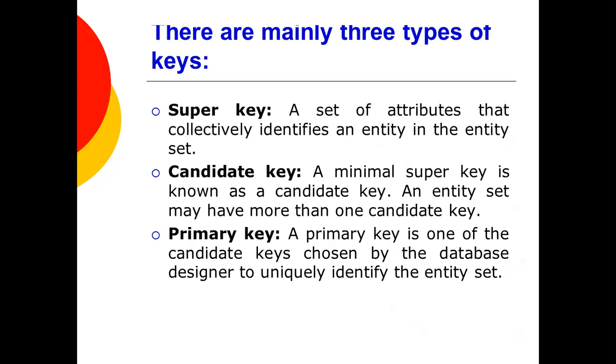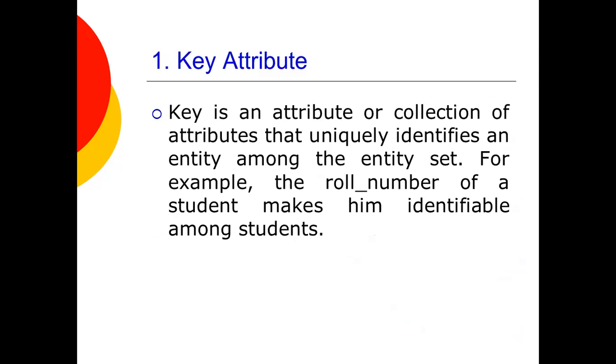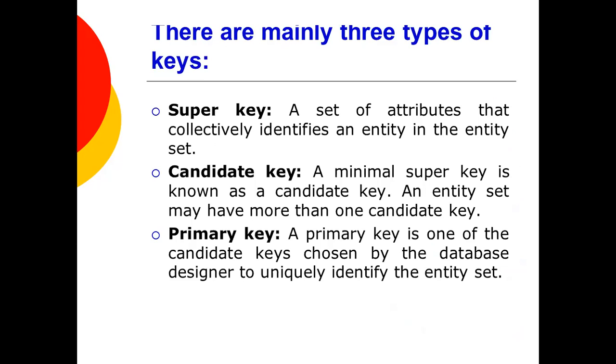Now here you can see there are many other types of keys: super key, candidate key, primary key. There are a number of keys, and here I am telling about the key attributes. So under the key attributes, you can consider the super key, candidate key, primary key. So what is the super key? A set of attributes that collectively identifies the entity in the entity set. An entity set is a collection of entities, so there are a number of entities in it.